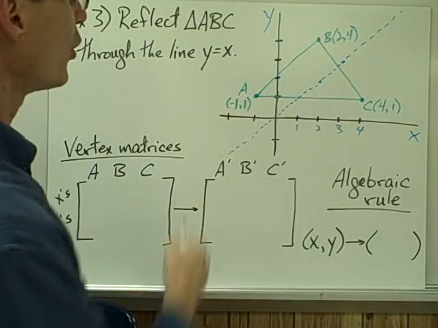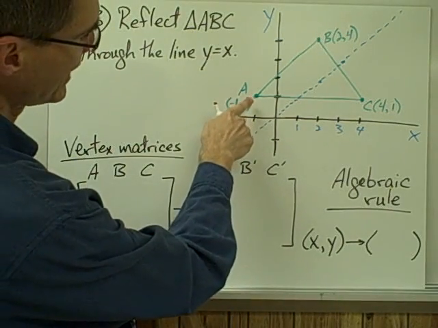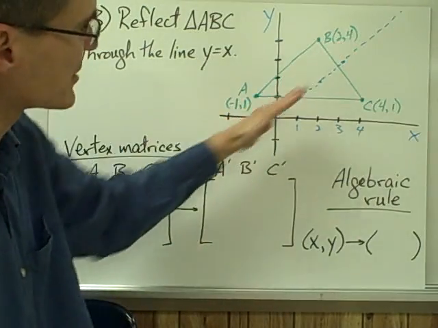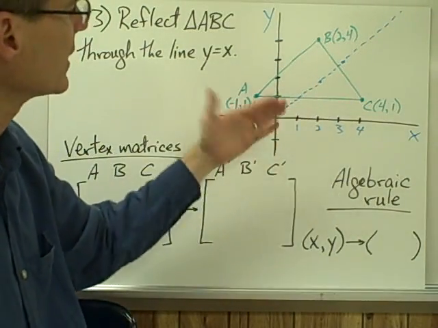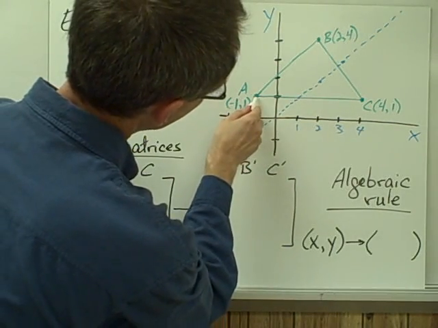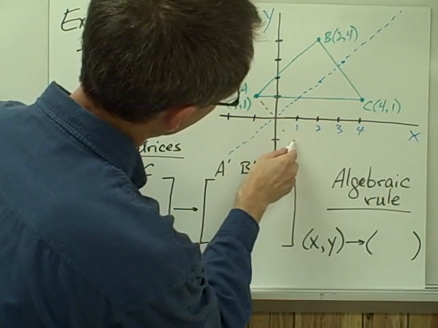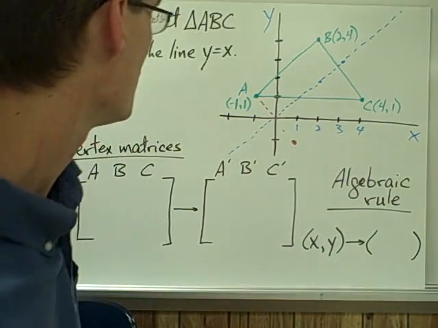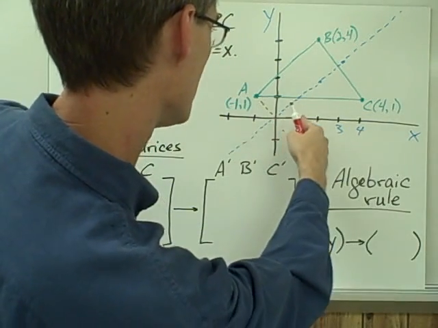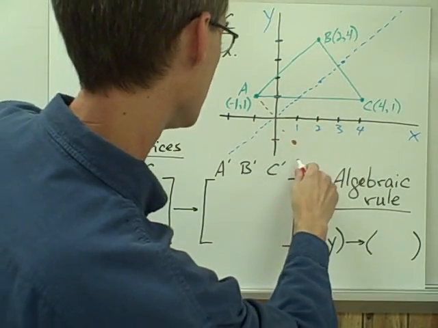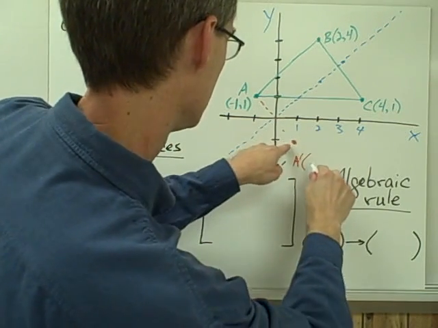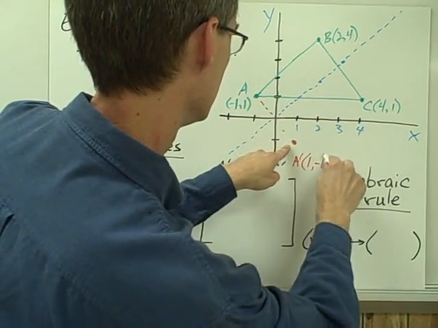Let's start with point A here. If I want to reflect point A across this line, in other words, I want to imagine a mirror on this diagonal line here, and I want to reflect point A across that mirror, point A is going to go to this point here. Reflect that across the mirror. So that looks like the point 1, negative 1. So that's going to be A prime, 1, negative 1.